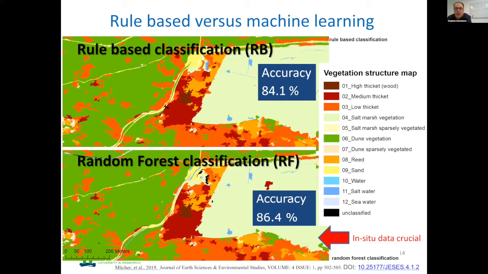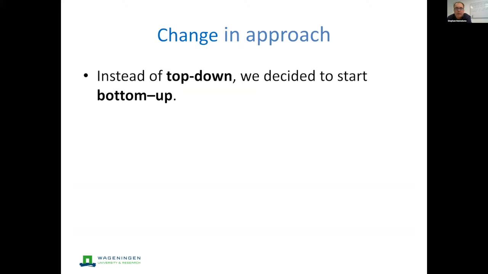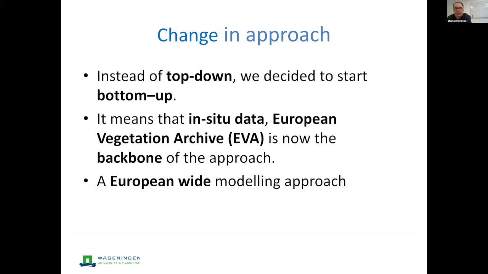And that was also, in the different presentations, we saw a lot of interesting approaches, but most of these approaches are useful, I would say, at the regional or even at the national level. But for a European approach, we need a slightly different approach. So instead of top down, we decided to have a bottom up approach in which the European Vegetation Archive plays a very central role. So we're using the in situ data as the starting point. And that is used as a starting point for a European wide modeling approach.